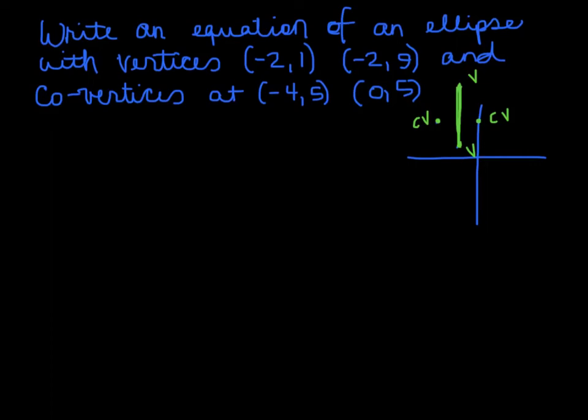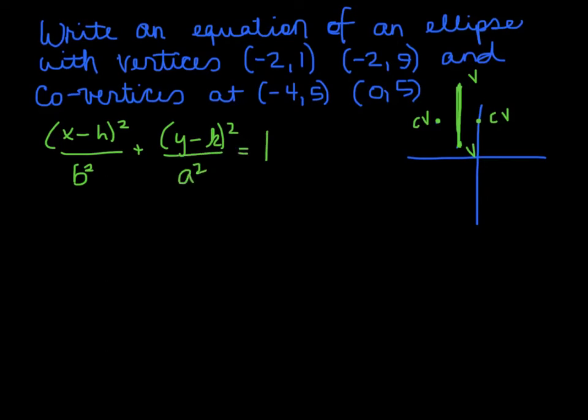So that means the equation I'm going to use is (x minus h) squared over b squared plus (y minus k) squared over a squared, because the bigger number is along the y-axis. The first thing I need to do is find the center. It makes sense that the center is right in the middle of these, right? So I know this x right here is negative 2, and this y right here is 5. So this point has to be negative 2, 5. So my center is negative 2, 5. Now, what is this distance? Well, if I'm going up to 9, then this distance has to be 4.